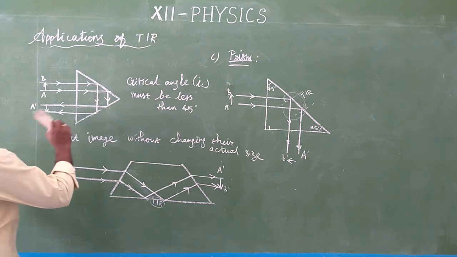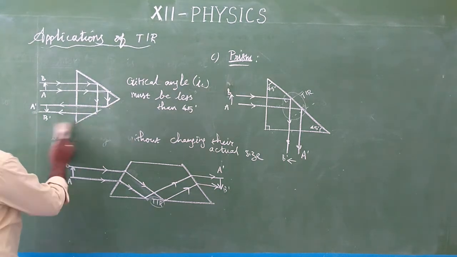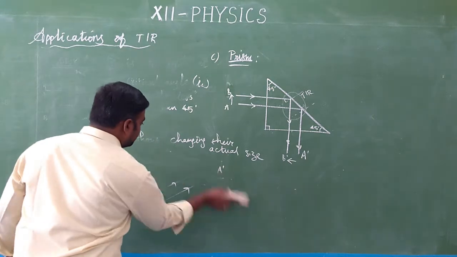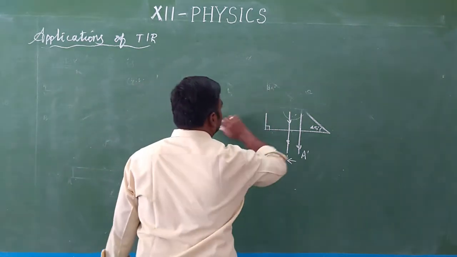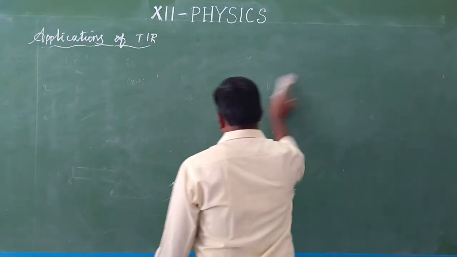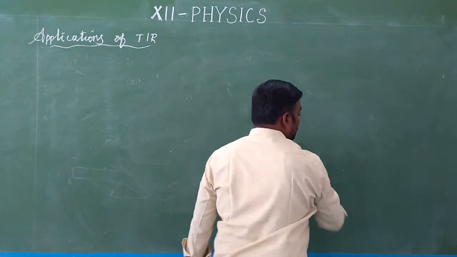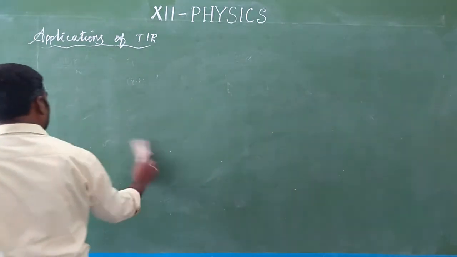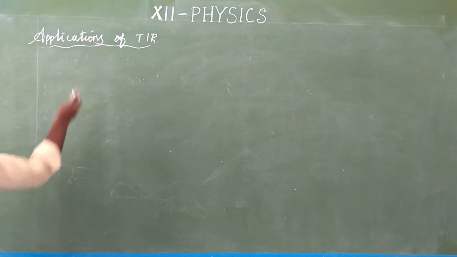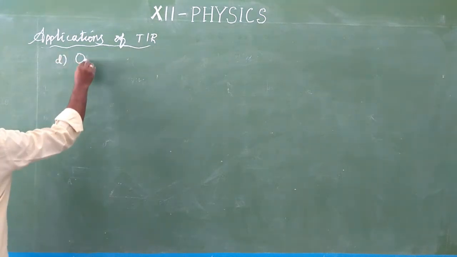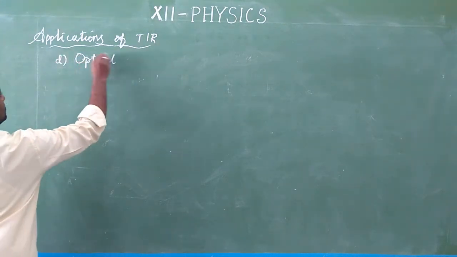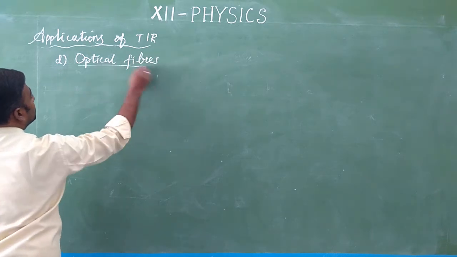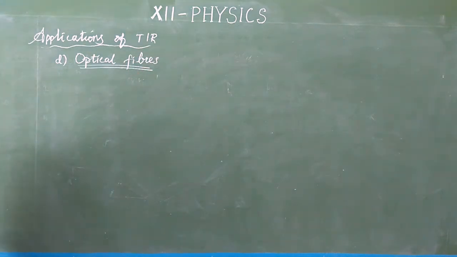After the prisms, the fourth important one is optical fiber. The fourth application is optical fiber. In optical fiber also, total internal reflection is the working principle.